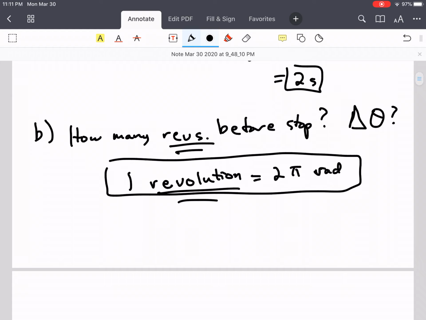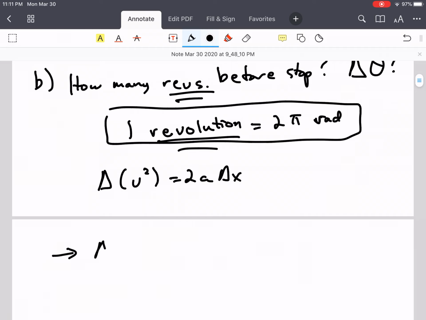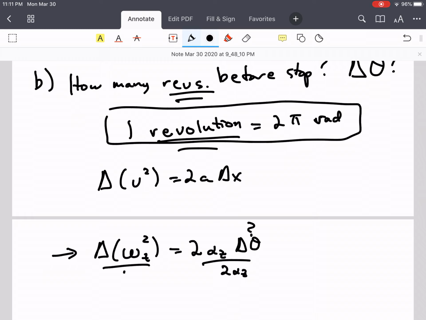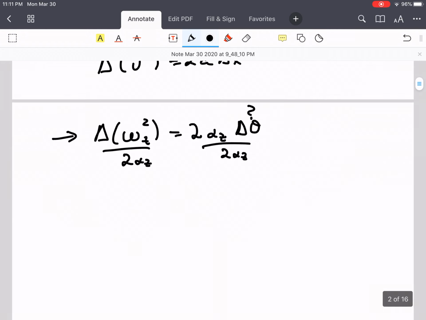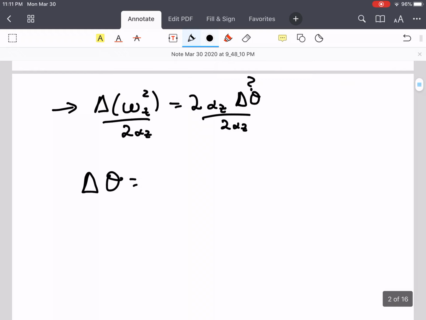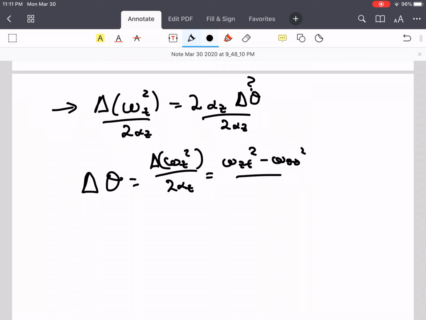All right, so we whip out our handy-dandy formula book. In this case, we had a previous formula, delta v squared is equal to 2a delta x. You may remember this one. That becomes delta omega z squared is equal to 2 alpha z delta theta. And again, I want to solve for delta theta. So let's divide both sides of this equation by 2 alpha z. And I get that my angle that it goes through, delta theta, is equal to delta omega z squared over 2 alpha z, which is omega z final squared, minus omega z initial squared, over 2 alpha z.